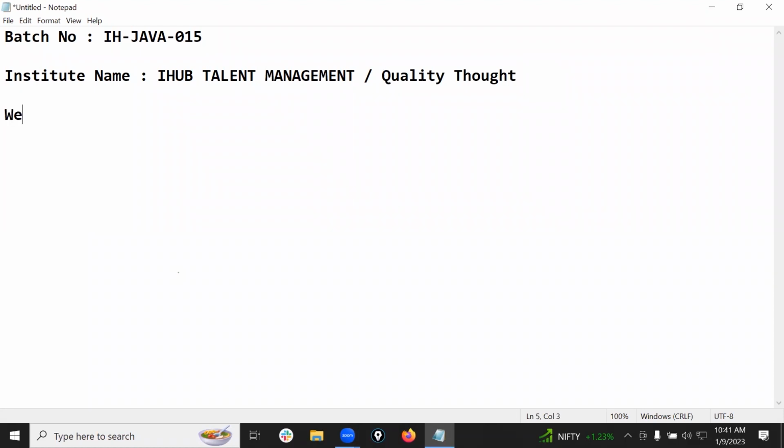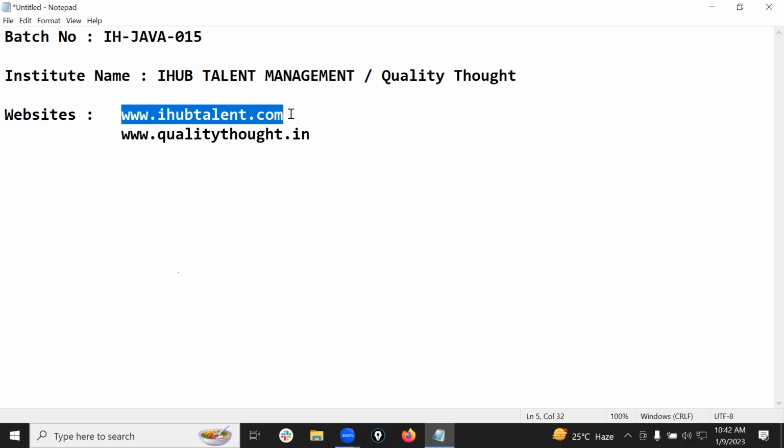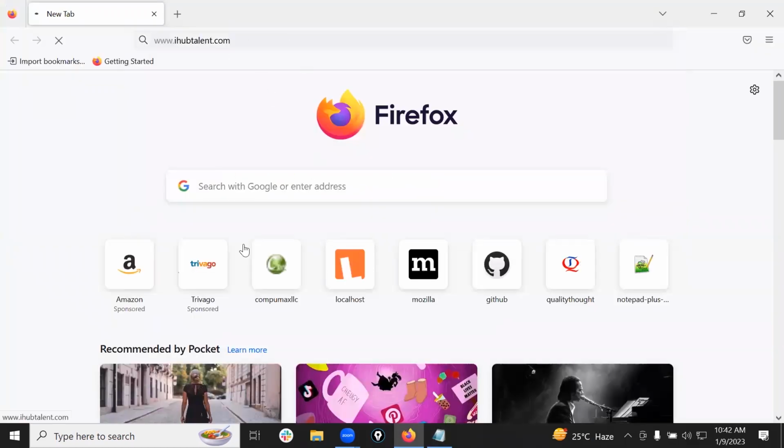Next is about websites, because when you are learning in any institute, you should know about the websites also. So what are the websites we have? www.ihubtalent.com, this is one website. And even we have www.qualitythought.in, this is another website. So let me open both the websites. I will show you what our website is. Copy this. Let me go to the browser. In this browser, I want to paste that address. So now you can see this. This is our website. You can see here.